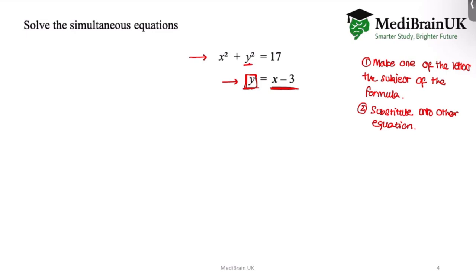So in this top equation, where we have y squared, instead of the y, we can write x minus 3, because both of them are going to be the same thing. So if we substitute it in, we have x squared plus y squared equals 17. X squared is going to stay by itself. Instead of y, we're going to write down the new thing. We know that y is equal to x minus 3. So instead of y, we write x minus 3, and that's being squared, and that's equal to 17.